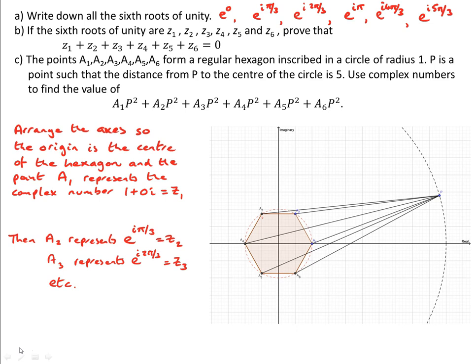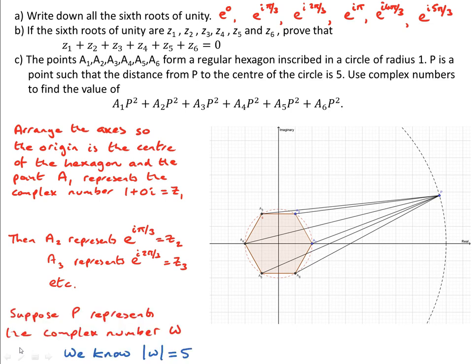We'll have A2 representing the second root of unity, which is e to the i pi by 3. A3 representing the third root, which is e to the i 2 pi by 3, and so on. We know that P lies on a circle of radius 5 units and centre the origin, so the modulus of W must be equal to 5.